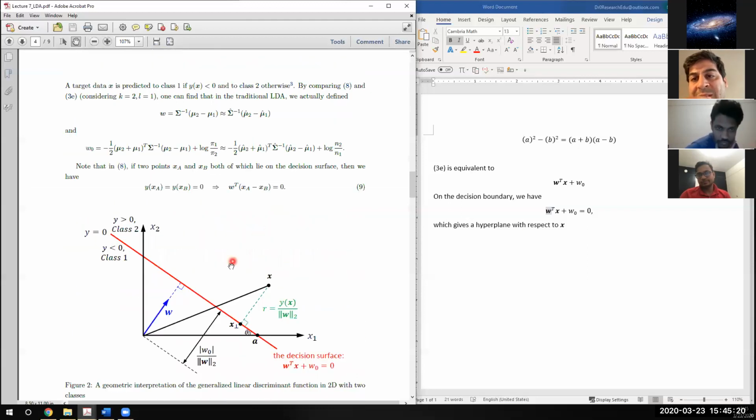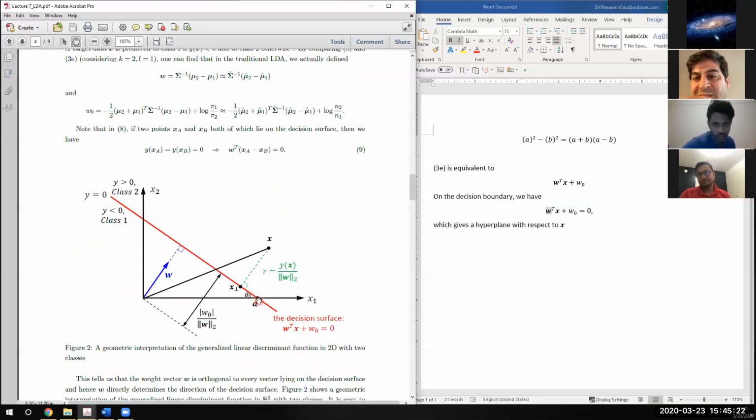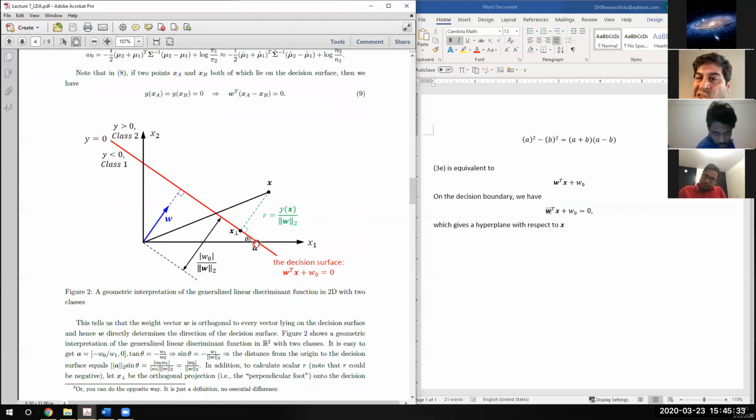Why? Because have a look here. What is this A coordinate? How would you draw this red line? The red line is W1 x1 plus W2 x2 plus W0 equal to 0. See it? So what is the A coordinate? Isn't it very simple? You make x2 equal to 0, then you calculate to get what? From origin to A, it's W0. No, it's not. From origin to A is W0 divided by the norm of W. You know what I mean?